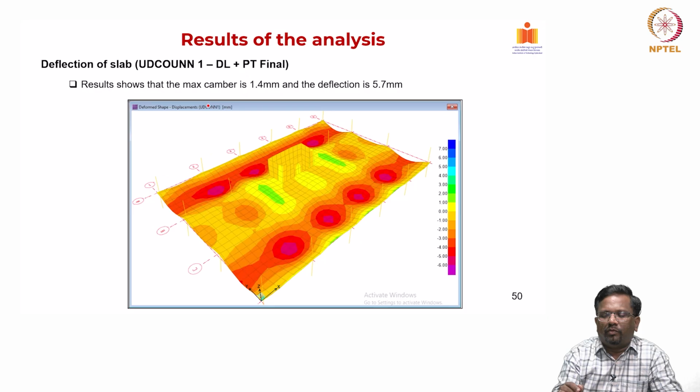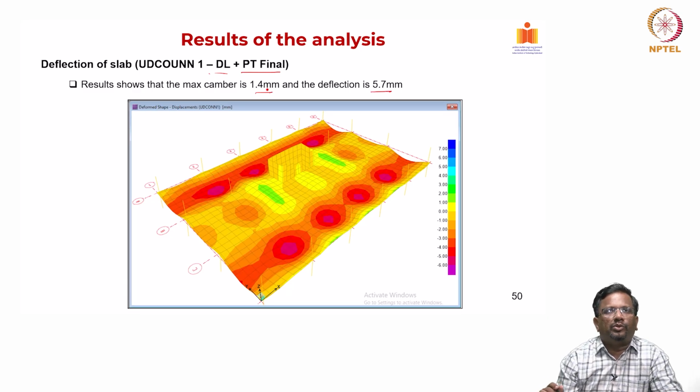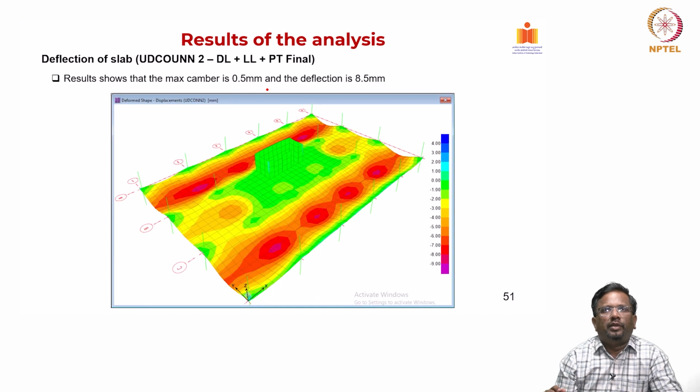Now, when you have dead load plus PT final, PT final meaning including the losses, obviously the deflection has become slightly higher, and the camber is also slightly reduced to 1.4 millimeter. Now, this is for the dead load, live load and PT final. You can see that the maximum camber is still 0.75 millimeter and the deflection is 8.5 millimeter.